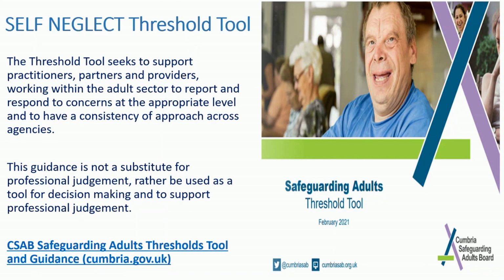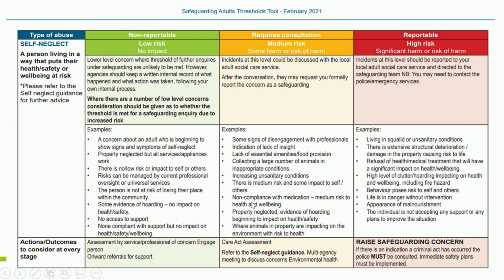So the threshold tool should determine a consistent approach to identifying what concerns may require a response under the safeguarding process. The tool supports decision-making when alternative processes should be used. If we could move to the thresholds tool, that would be brilliant. So just to give people an idea of how neat this tool is, there's guidance alongside it, but for practitioners who are looking at concerns about self-neglect, there's a note to look at the guidance itself, but you can see low risk, medium risk, high risk, gives you examples, and it gives you guidance as to what action and outcome you should take.